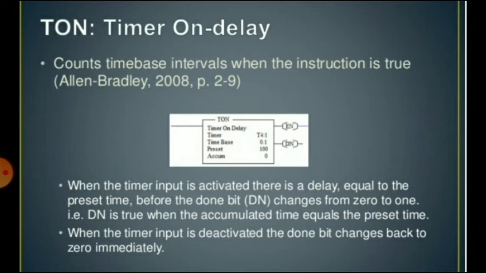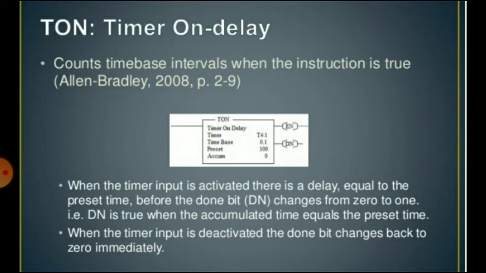This timer is expressed in another way, as shown in this slide. It counts time based intervals when the instruction is true. So it is an Allen Bradley. When the timer input is activated, there is a delay equal to the preset time before the done bit, that is DN, changes from 0 to 1. That is, DN is true when the accumulated time equals the preset time. When the timer input is deactivated, the done bit changes back to 0 immediately.